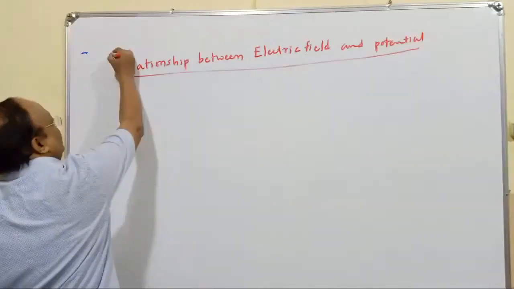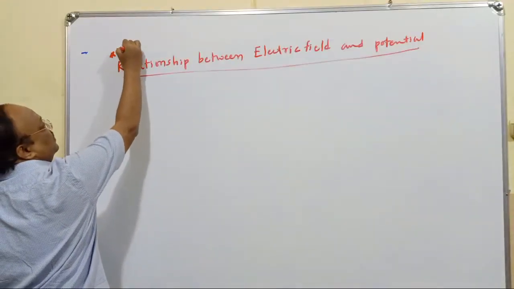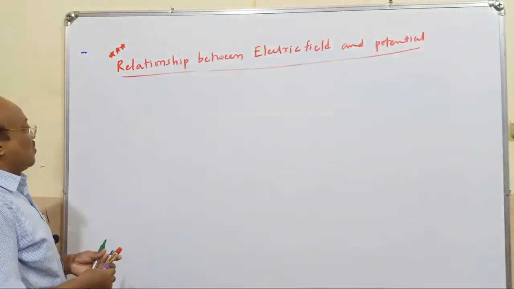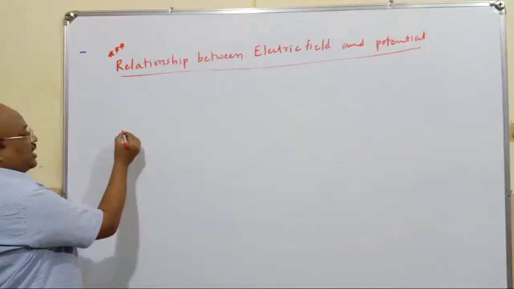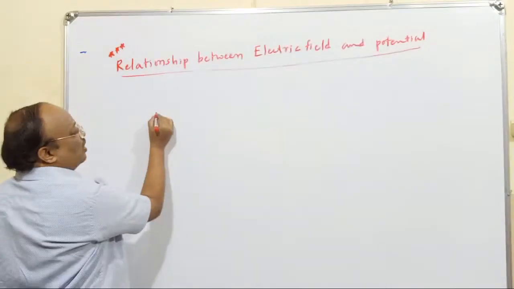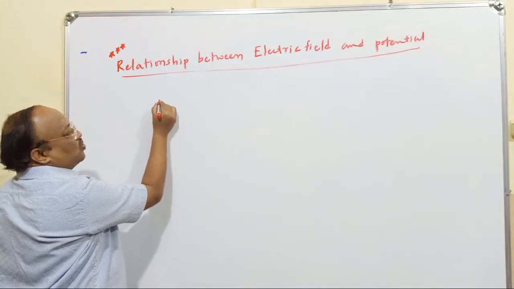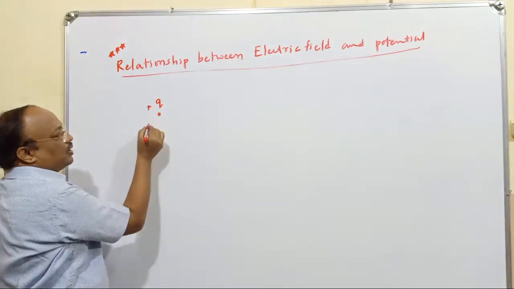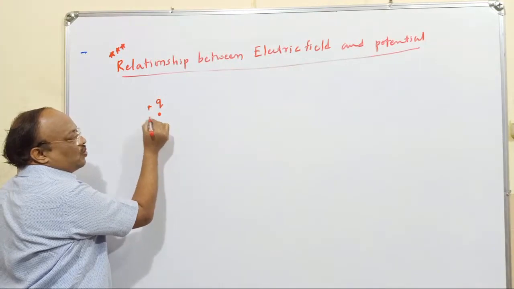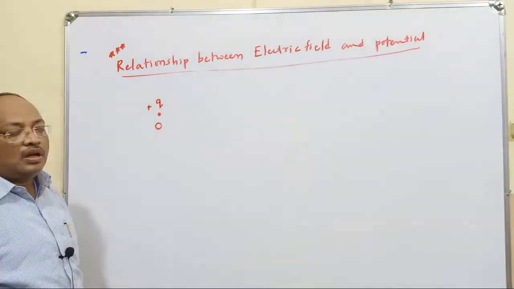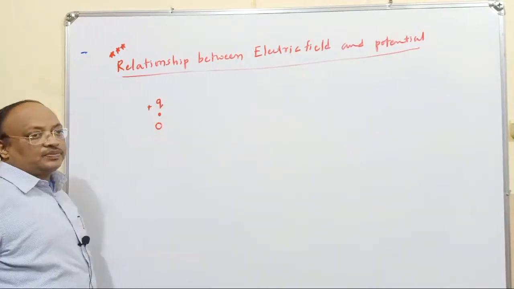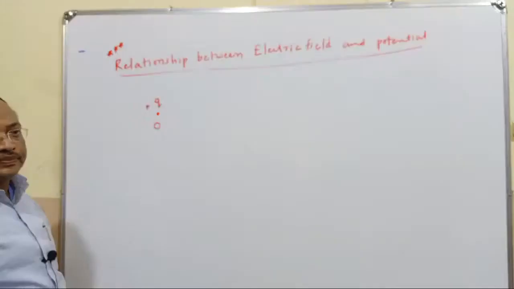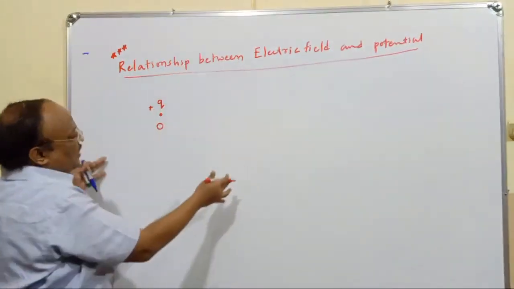This is one of the very important 3-mark questions. So what we are doing? I am considering one charge, a source charge Q. In fact, this plus Q is placed at a position O. So this charge will generate an electric field around it.